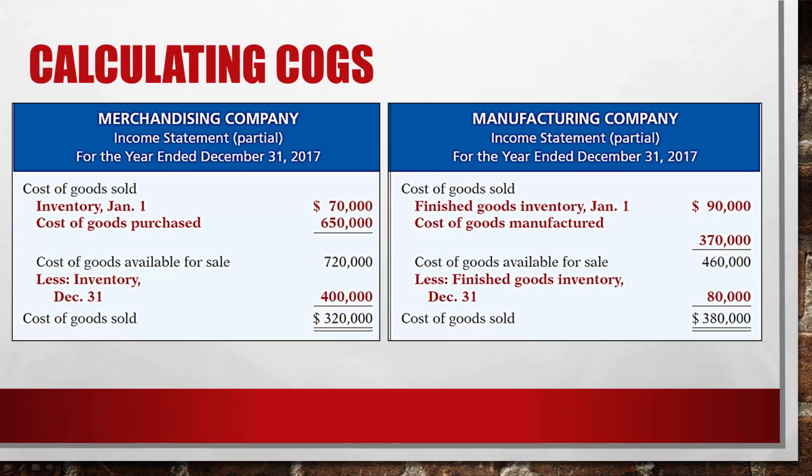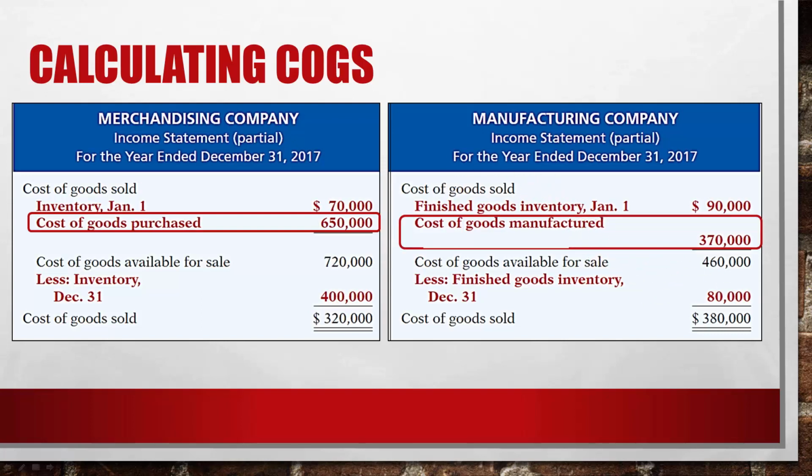So here we have a comparison of the two. On the left is the basic formula for a merchandising company, and since a merchandising company is buying finished products, they are adding in cost of goods purchased to their beginning inventory to arrive at cost of goods available for sale. However, on a manufacturing company, because they are creating those products, they are adding in the cost of goods manufactured to arrive at their total cost of goods available for sale.